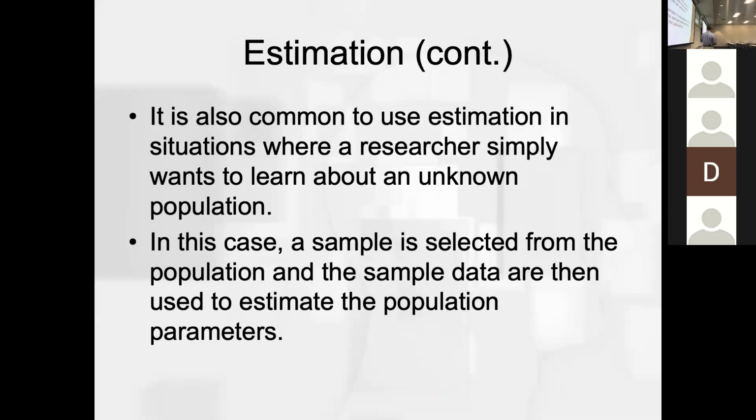It's also common to use estimation in situations where a researcher simply wants to learn about an unknown population, right? And so this is the entire foundation for political polling, right? You're not going to poll all 300 million potential voters in the US, probably less than that, but potential voters in the US. You're going to poll 1,000 people and say, okay, we're going to try to infer from these 1,000 people what the other several hundred million people believe and feel, right? And because it's just a sample, we have to project some degree of uncertainty.